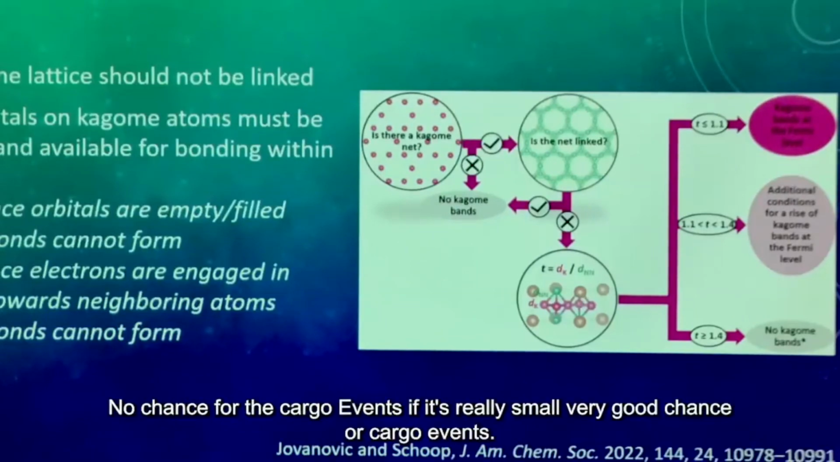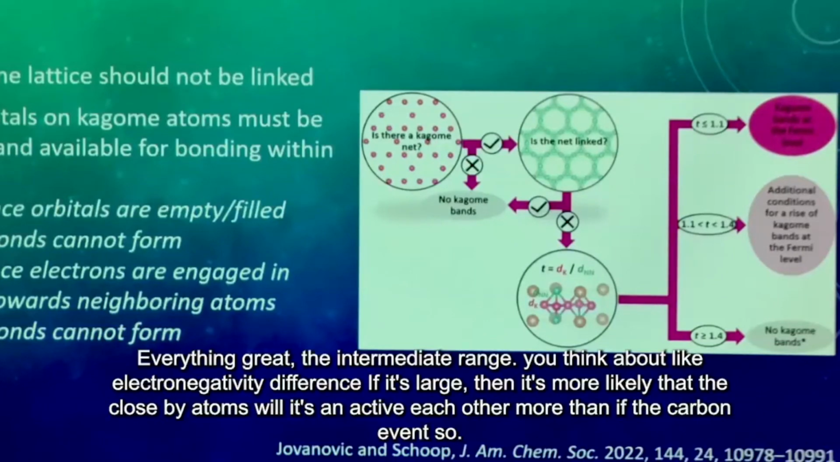What's the tolerance factor? If it's really large, no chance for the Kagome bands. If it's very small, very good chance for Kagome bands, everything great. And if it's in the intermediate range, you think about factors like electronegativity difference. If it's large, then it's more likely that the close by atoms will interact with each other more than with the Kagome bands, and you have a better chance for Kagome bands. So this is how you can sort them out.